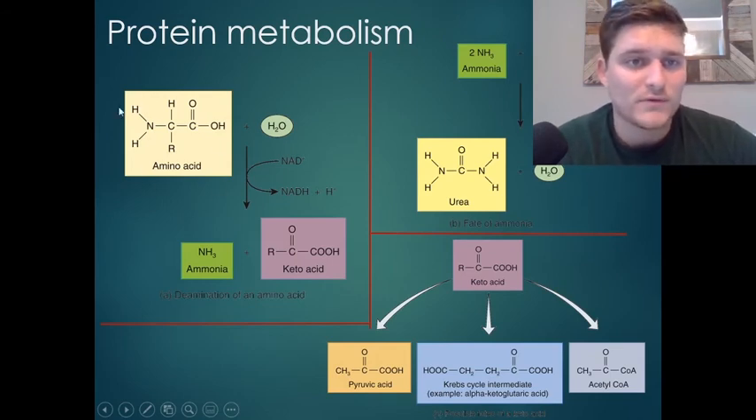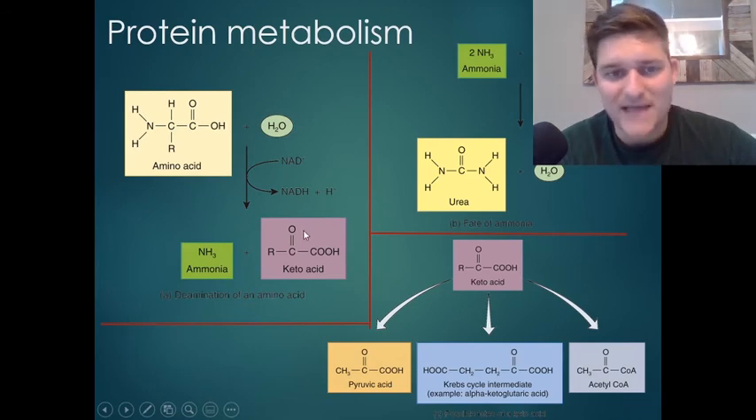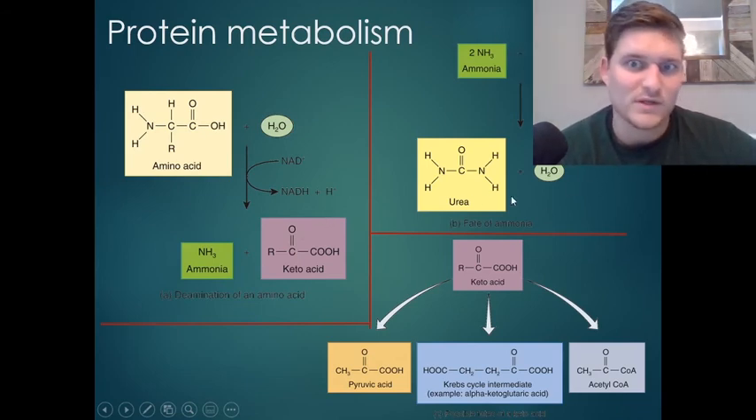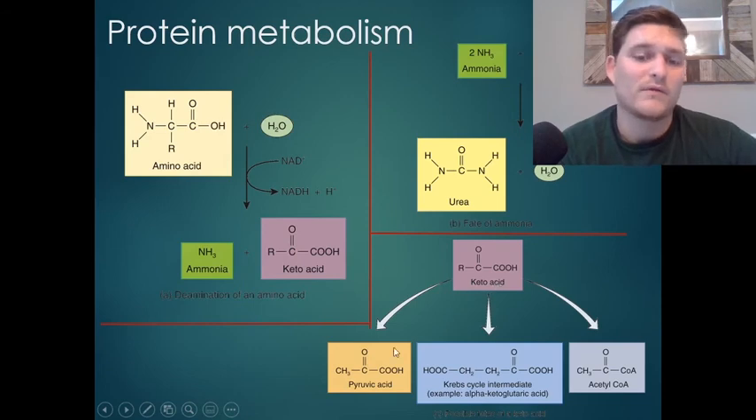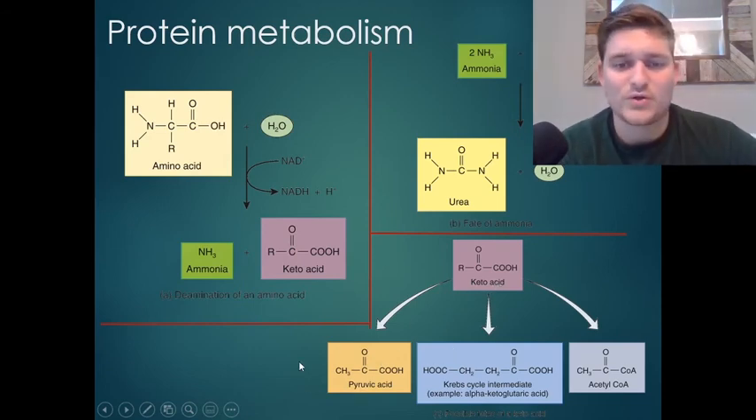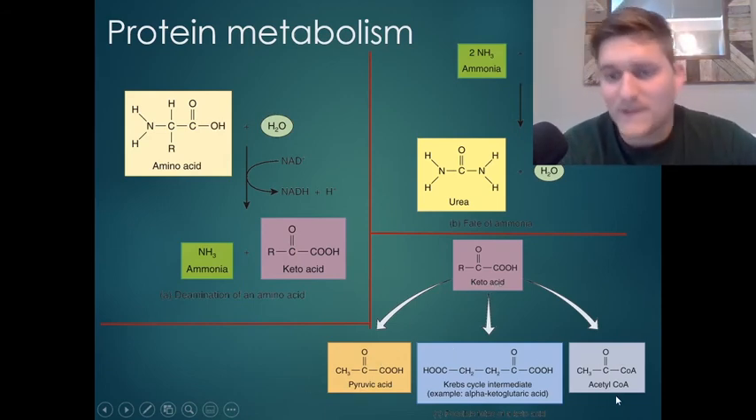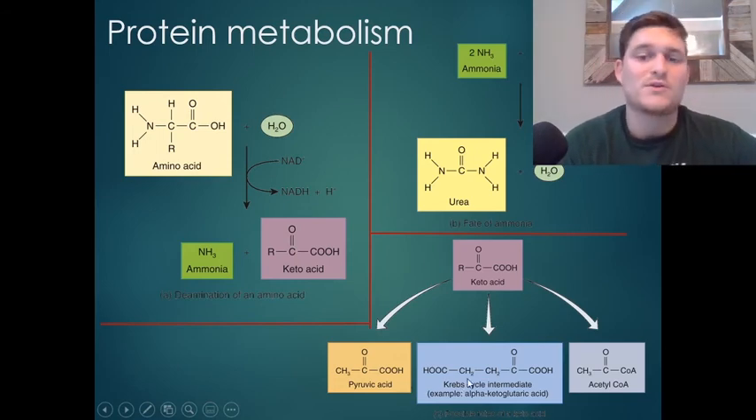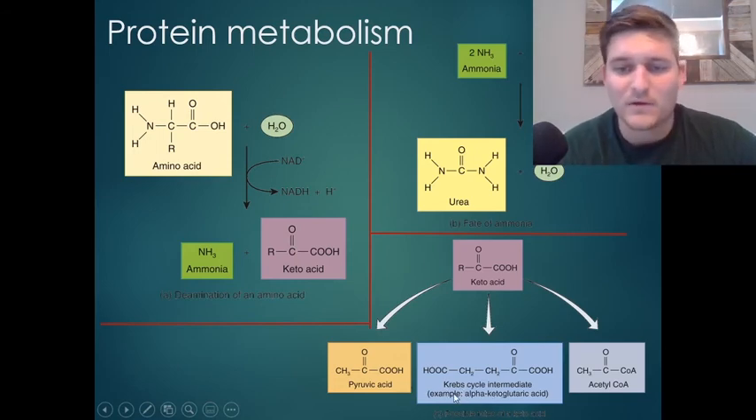And so those amino acids are going to be hydrolyzed to get ammonia and a keto acid. The ammonia is going to go through the urinary system, and we're going to dispose of it. But that keto acid can be either directly converted into acetyl-CoA, or converted into pyruvic acid, which can also be converted into acetyl-CoA, or turned into a Krebs cycle intermediate called alpha-ketoglutarate.